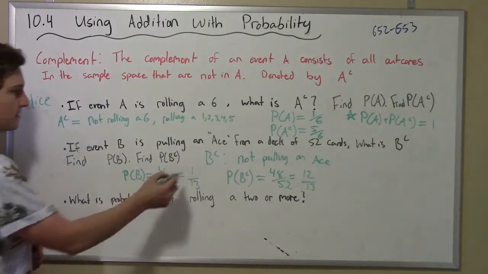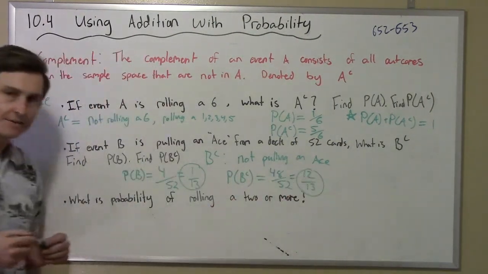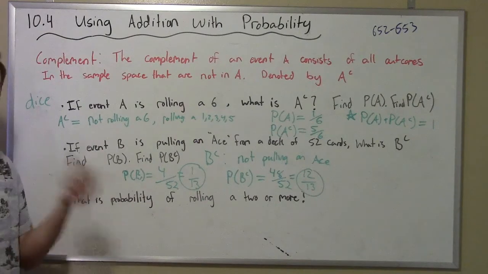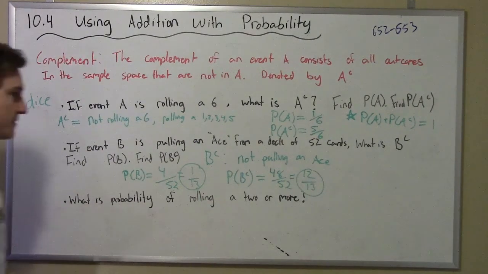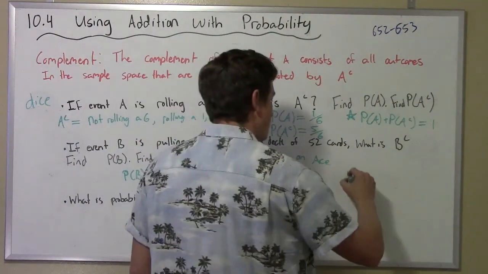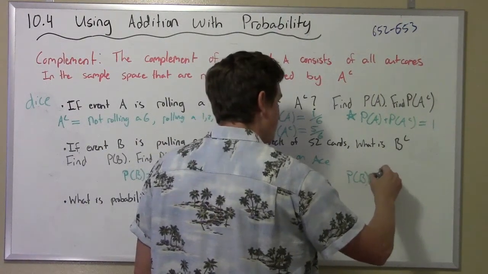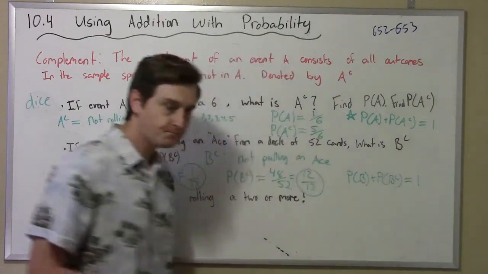Okay, once again, notice these are going to add up to 1. Because either you pull an ace or you don't pull an ace. There's a 100% chance that you're going to pull an ace or not an ace, because those are the only options in the sample space. So the probability of B plus the probability of B, the complement of B, is equal to 1.